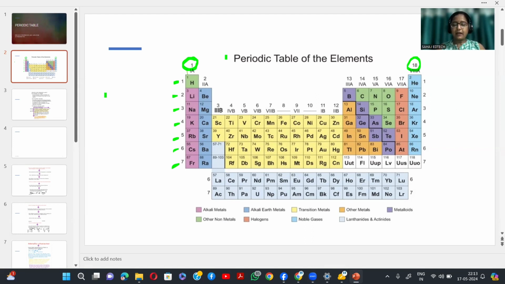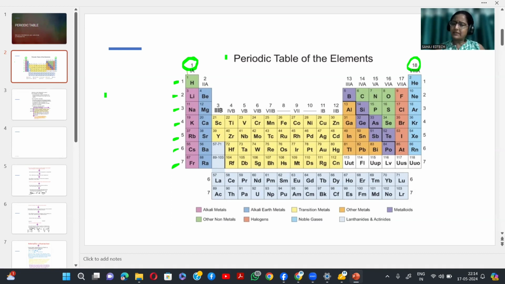Okay, now you see, in the first group, metals are present. Okay, and moreover, they are known as the alkali metals. Now, why are they known as the alkali metals? It is because they are very much reactive in nature. Okay, and in group 2, alkaline earth metals are present. Okay, so why are they known as alkaline earth metals? Because they also form alkalis.